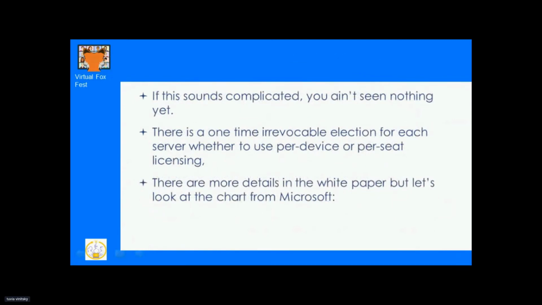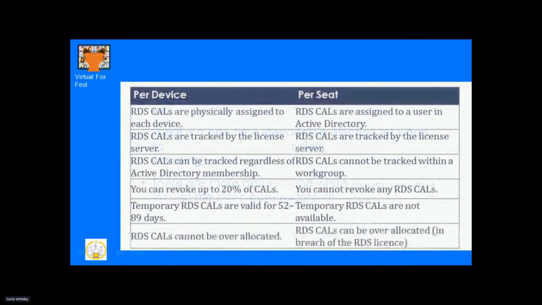When you set up a terminal server, when you install Windows 2019 with terminal services, there's a one-time irrevocable decision you have to make. Do you want to license this server per device or per seat? Now, the white paper has a lot more details about the ramifications of that, but we can take a look at what Microsoft claims to be some of the differences. A CAL per device means that every physical device has a license. So therefore, it doesn't matter who's logged in. It doesn't matter their name.